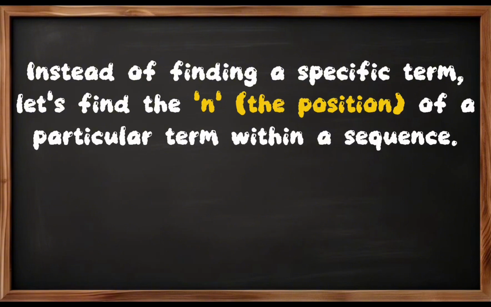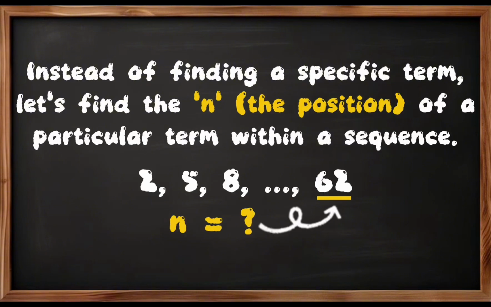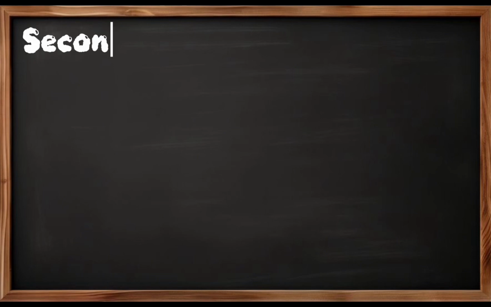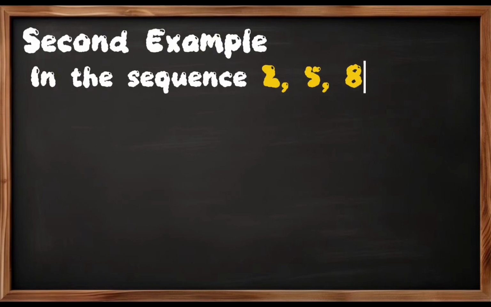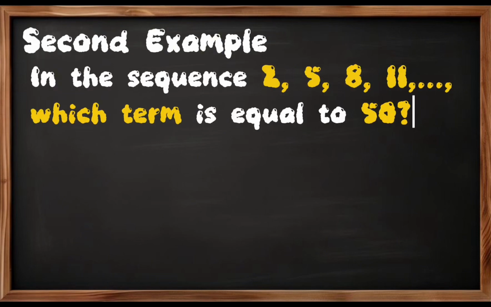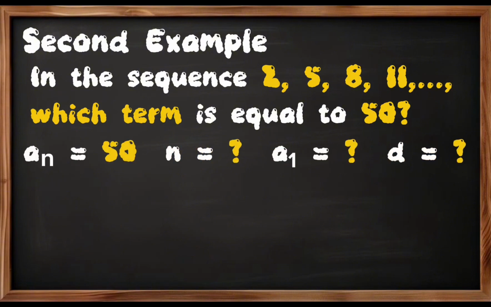Alright, let's switch gears slightly. Instead of finding a specific term, let's find the n, or the position, of a particular term within a sequence. In this case, we know the value of the term we're looking for. So, a sub n equals 50. We need to find out what n is. Let's start by identifying a sub 1 and d like before.